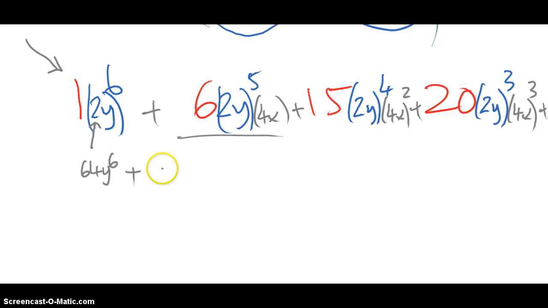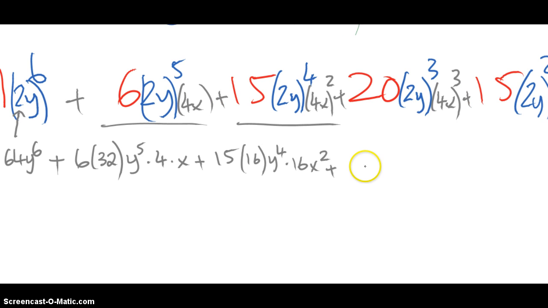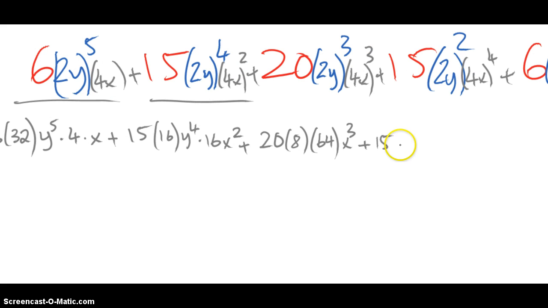Now let's focus on this. Well, that is 6 in red times 2 to the 5th, which is 32, times y to the 5th times 4 times x, plus 15 in the red, we're now working on this one, times 2 to the 4th, which is 16, times y to the 4th, times 4 squared, which is 16 again, and then that's x squared, plus 20 in red, and then 2 cubed is 8, not 6. Gosh, I wonder how many people are going to put that. 4 cubed, 4 times 4 is 16 times 4, 64, x cubed, plus 15 times 2 squared, 4, times 4 to the 4th. Well, I'm going to need a calculator for that.